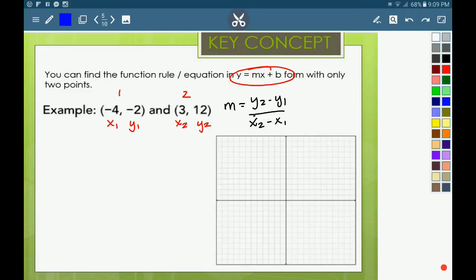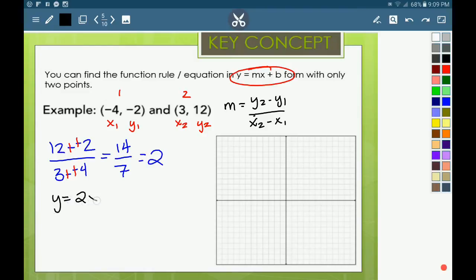So I'm seeing 12 minus negative 2 over 3 minus negative 4. Remember, whenever we minus a negative, that's really turned into plus a positive on both the top and bottom here, which gives me 14 over 7. 14 divided by 7 is 2. So far, I have y equals 2x plus b. I still need to figure out what that b value is.